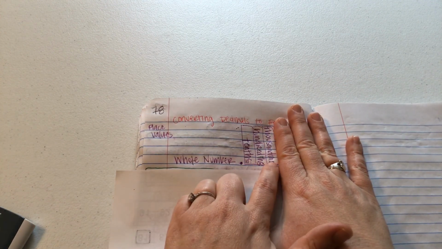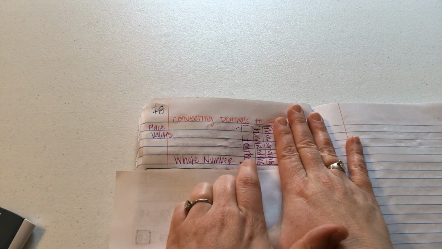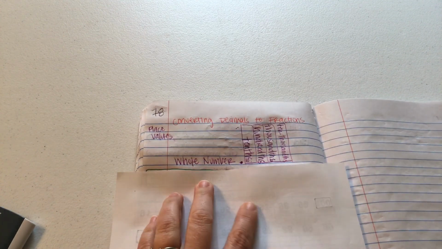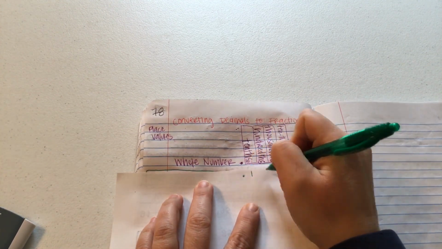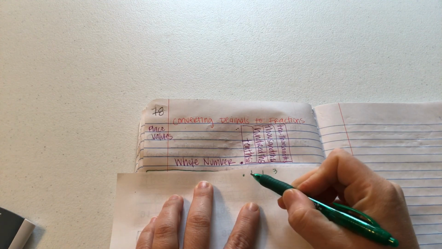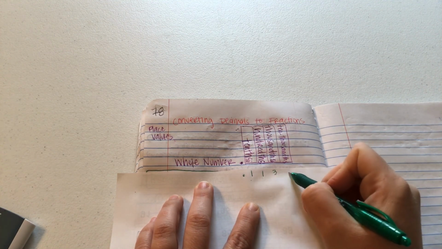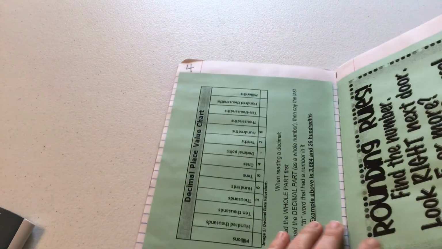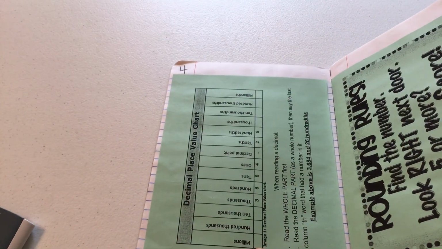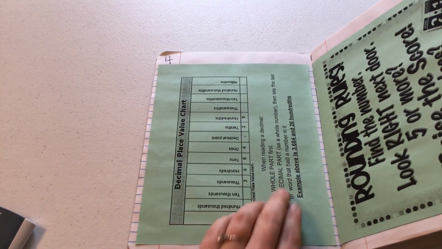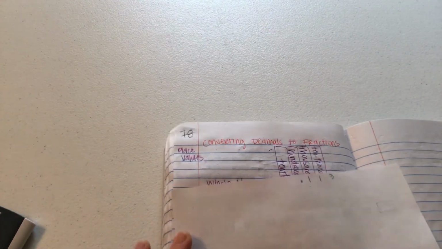Then 3 decimal places would be thousandths. If that was a 1, a 1, and a 3, that would be 113 thousandths. The next place is ten thousandths and so on. There is a decimal place value chart on page 4 of your notebook, if you have your notebook with you, so you can go back and reference that if you need to practice reading decimals correctly.